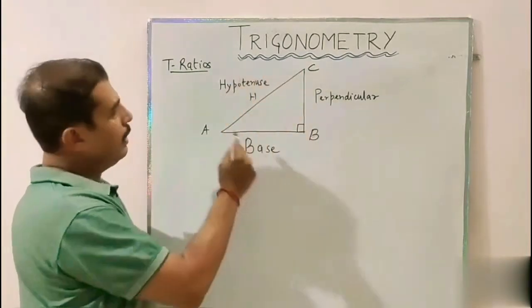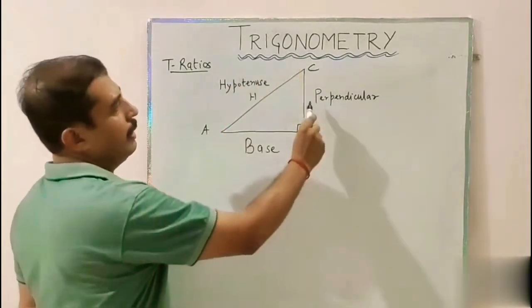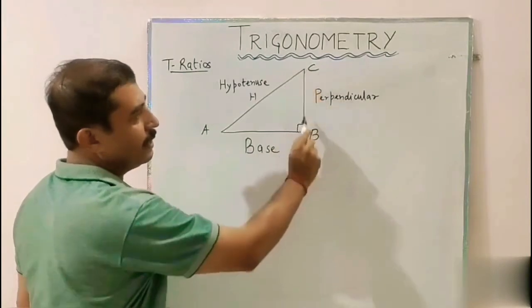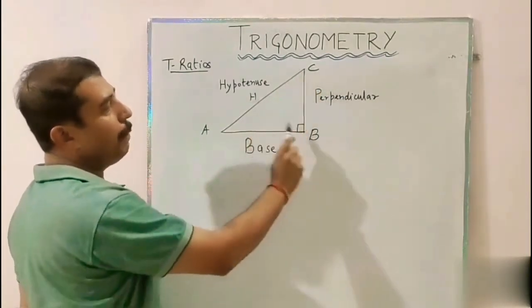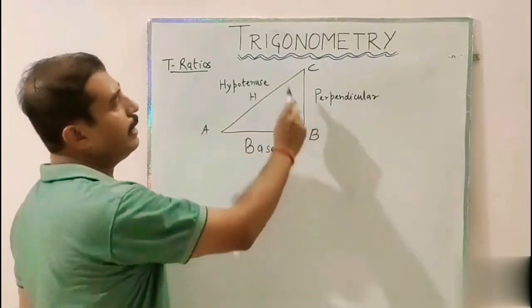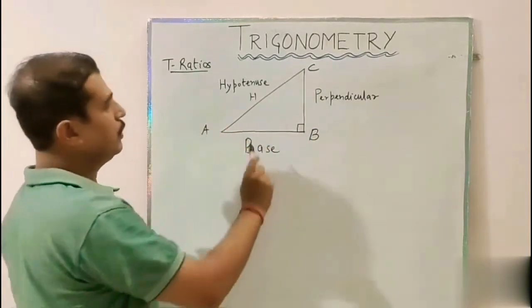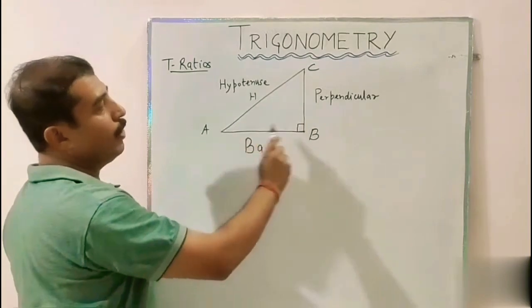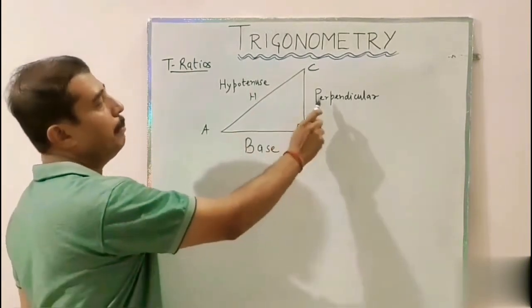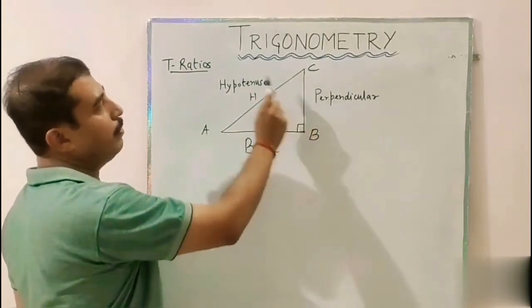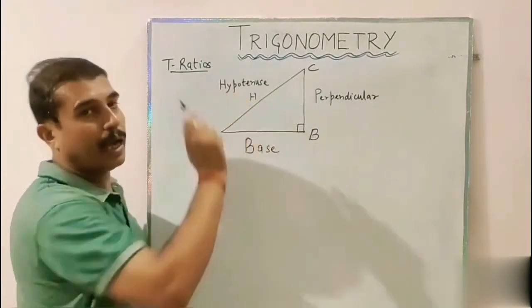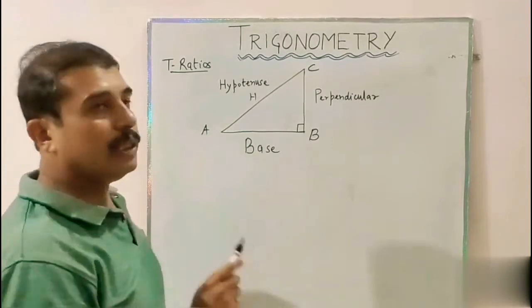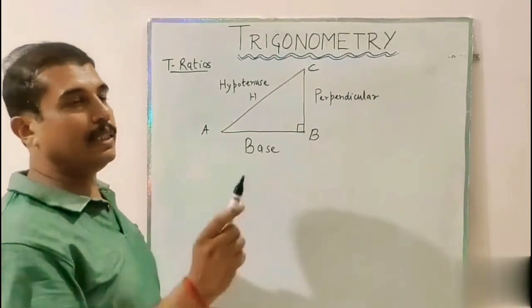There is a right triangle ABC. This is base, this is perpendicular, and we all know that the side opposite to the 90-degree angle is hypotenuse. So we are going to find out the relationship among these three sides: perpendicular and hypotenuse, perpendicular and base, and base and hypotenuse. Those ratios we call T ratios.